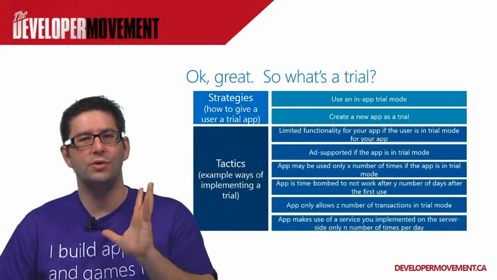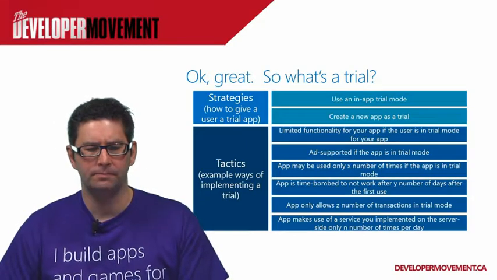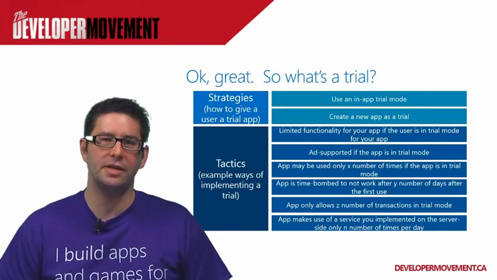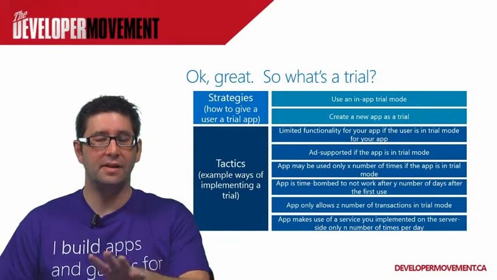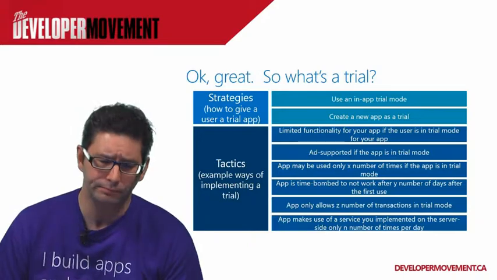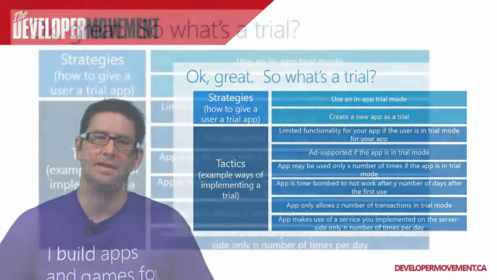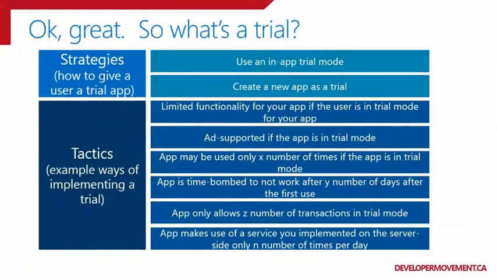Now, as far as what you do with the actual trial itself within your application, there are a lot of different ways that you can implement that. This is not an exhaustive list by any stretch, but these are some of the most common ones that I've seen. The most common one is limited functionality. You basically lock down your application so that the user in trial mode doesn't get all of the functionality of the application, and that's pretty common.